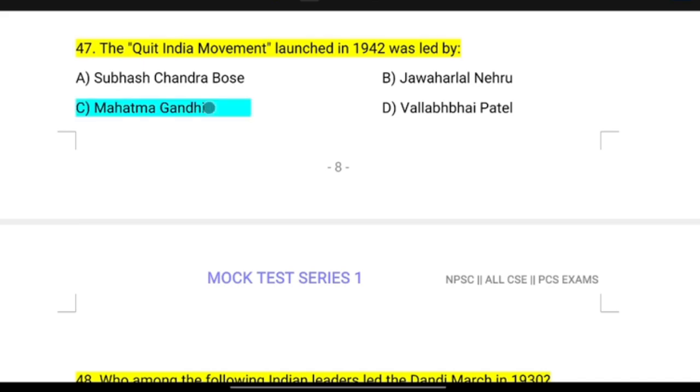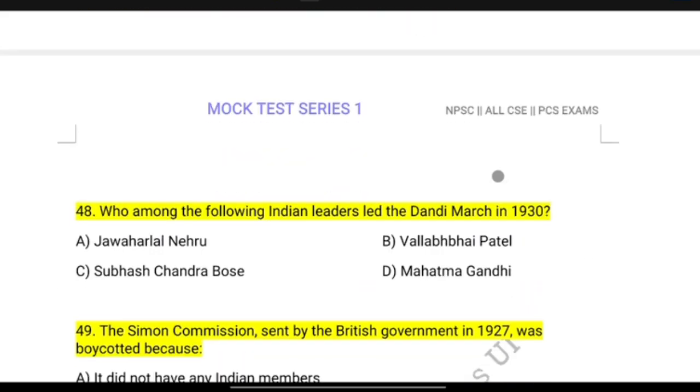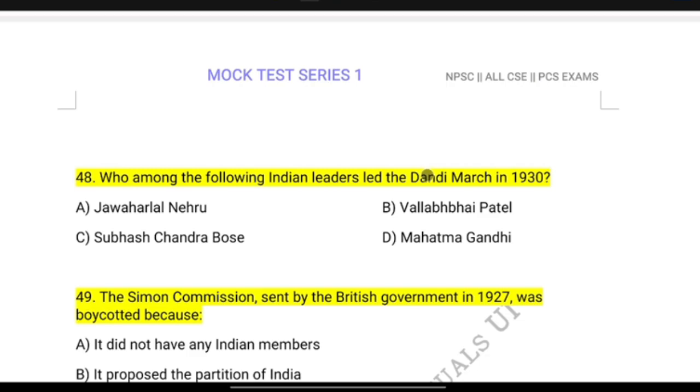Solution. C. Mahatma Gandhi. Explanation. The Quit India movement was launched by Mahatma Gandhi as a mass civil disobedience movement demanding the immediate withdrawal of British rule from India. 48. Who among the following Indian leaders led the Dandi March in 1930?